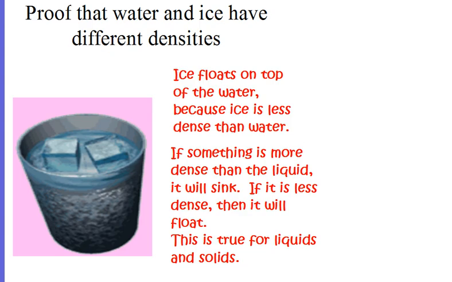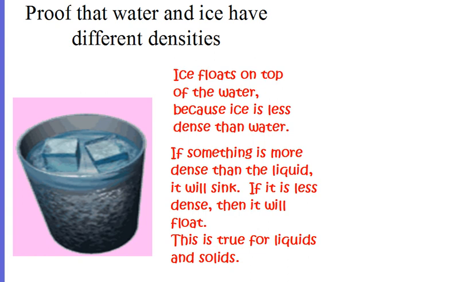Some kind of proof that you can see every day that water and ice, even though they're both made of the same type of particles, have different densities, is because ice floats when you put it in water. Okay? It floats in the water because it is less dense than water. If something is more dense than the liquid that you put it in, it will sink to the bottom. If it is less dense, then it will float on top. And if it's the same density, it will kind of hover in the middle.